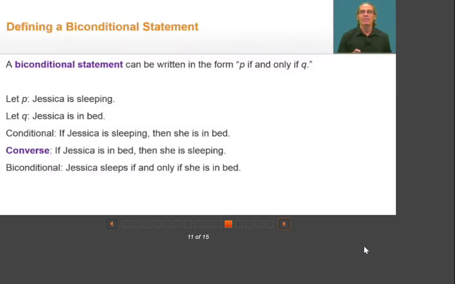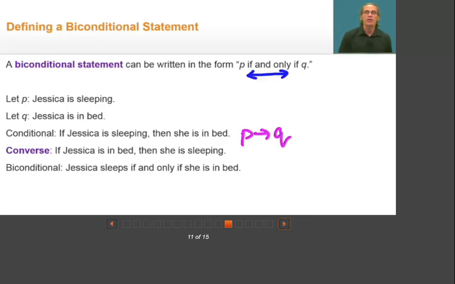A biconditional statement is a statement that can combine two statements by using the words if and only if. The symbol for this biconditional statement is a two-sided arrow. You can guess that the biconditional is related to the conditional because of the word conditional, the word if, and also the symbol, which looks vaguely like the conditional. Now, if we were to write the conditional statement P then Q, it would be the compound statement, if Jessica is sleeping, then she is in bed.